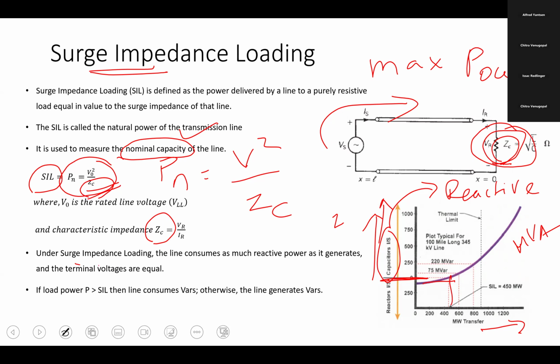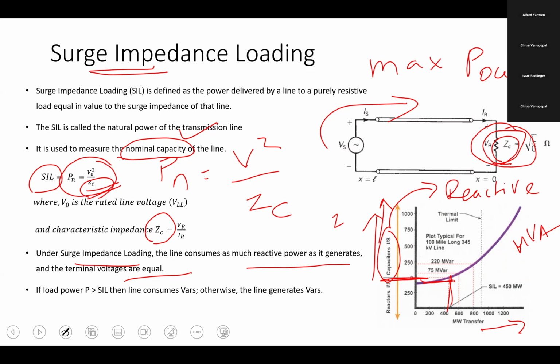So under surge impedance loading, the line consumes as much reactive power as it generates. The terminal voltages are equal. So that's why under a certain surge impedance level, you don't need capacitors because it's balanced. Reactive power travels back and forth. The forward moving reactive power is balanced by the backward moving reactive power, so you don't need to really worry about turning on the capacitive compensation.